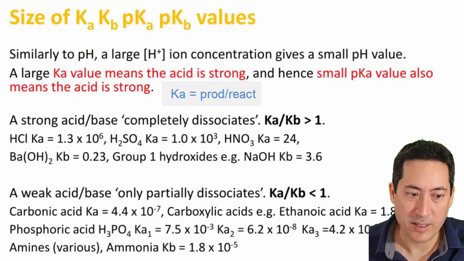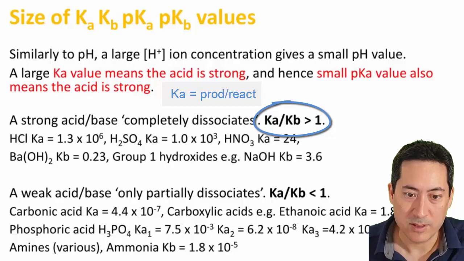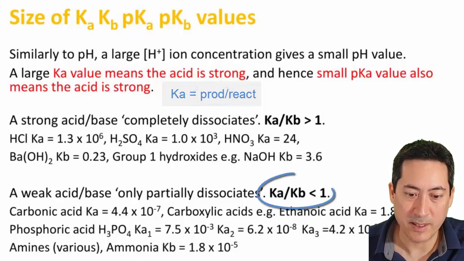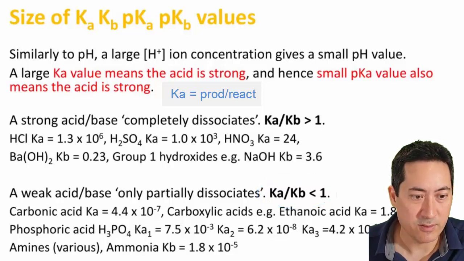And so for strong acids and bases, you expect Kas and Kbs to be greater than 1, whereas for weak acids and bases where the reactants stay the same, very little of this product comes along, and so it's very small. So for weak acids and bases, you expect the Ka and Kb to be less than 1. So I've just written in the numbers. You can see they're enormous here.